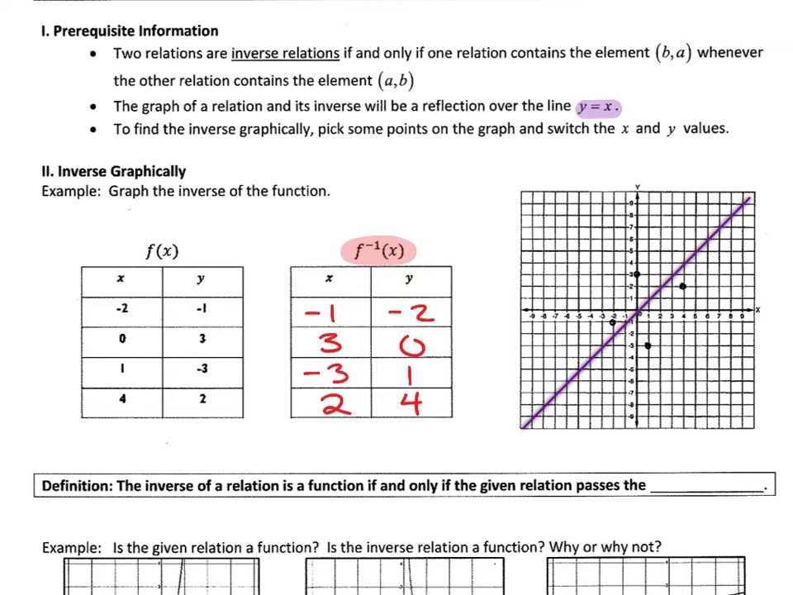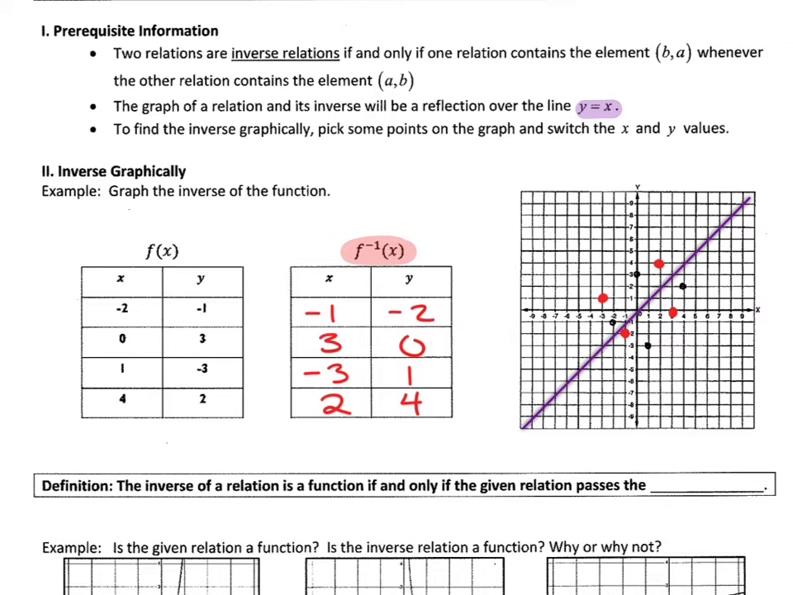So if we plot those points, -1, -2, it is now a reflection across this diagonal line of that other dot. Do you see that? I mean, besides the fact that my drawing is not great. If we do the next one, 3, 0, that's a perfect reflection of its opposite, 0, 3. If we reflect -3, 1, that is a perfect reflection of its inverse pair. And then same thing for 2, 4. If we plot that one, it is a direct reflection across this diagonal line of 4, 2.